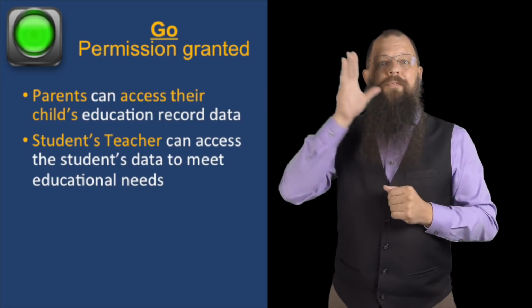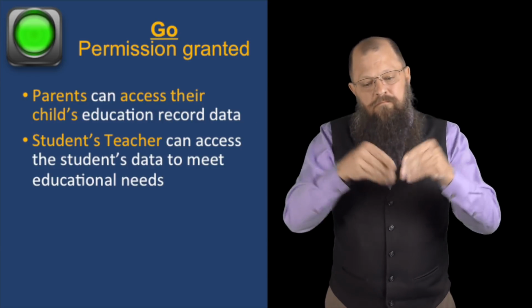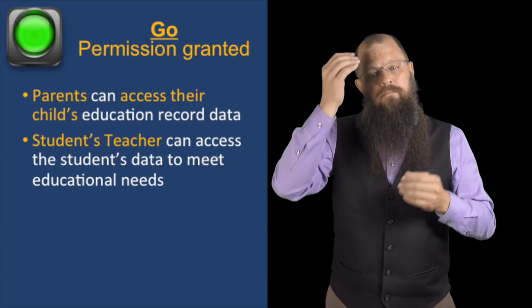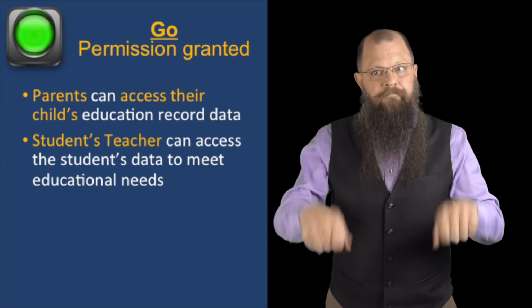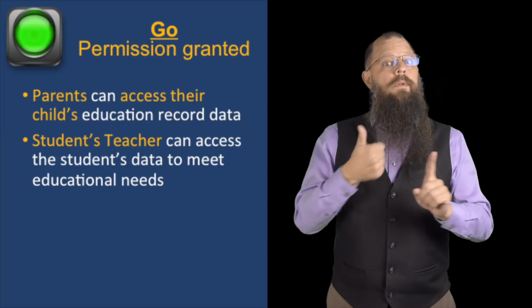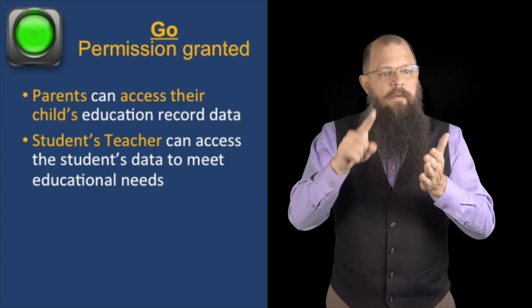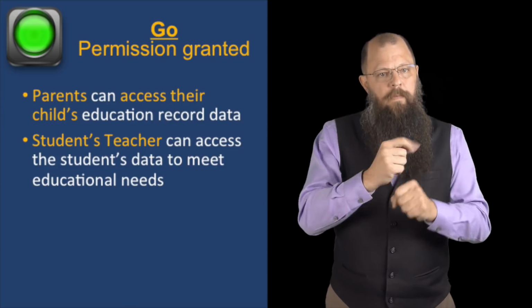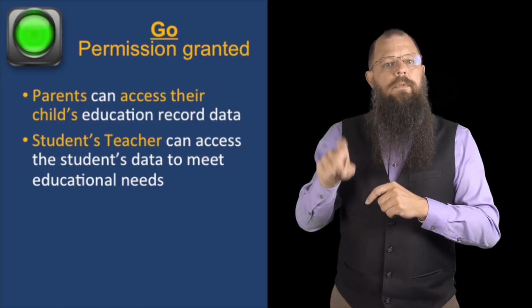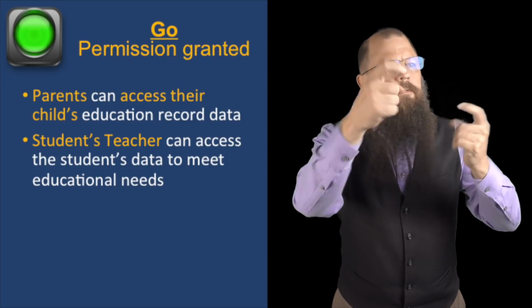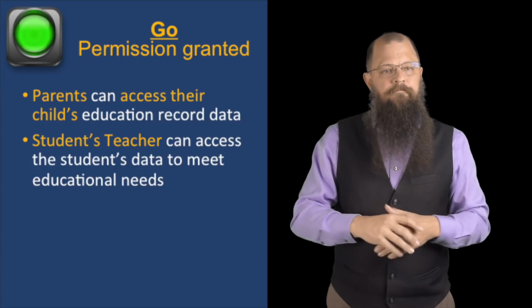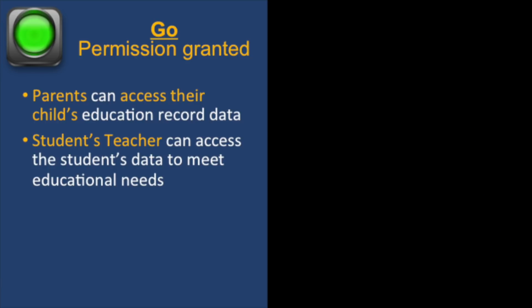Green light means permission is granted. Parents are able to access their child's educational records and data at any time. A student's teacher can also access a student's data to meet their educational needs. They're able to review and have those discussions to ensure those needs are being met.